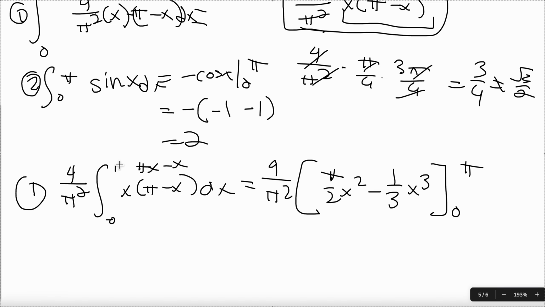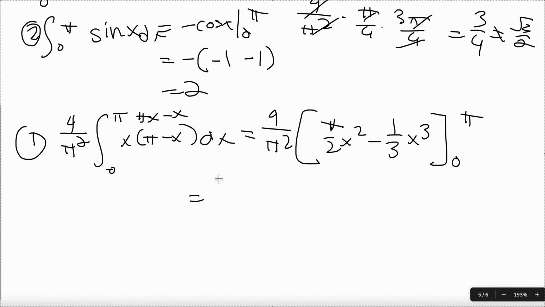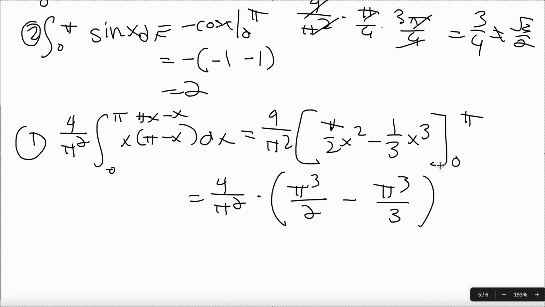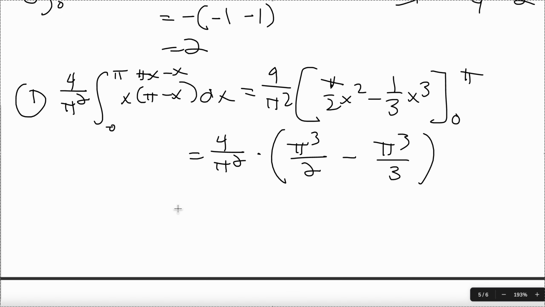And I also forgot to write the bounds. And so this equals 4 over pi squared times pi cubed over 2 minus pi cubed over 3. And the 0 gives us nothing, so we don't have to worry about subtracting again. And so this whole thing here is pi cubed over 6. And so that means our total is going to be 2 pi over 3, because it's just 4 times this.